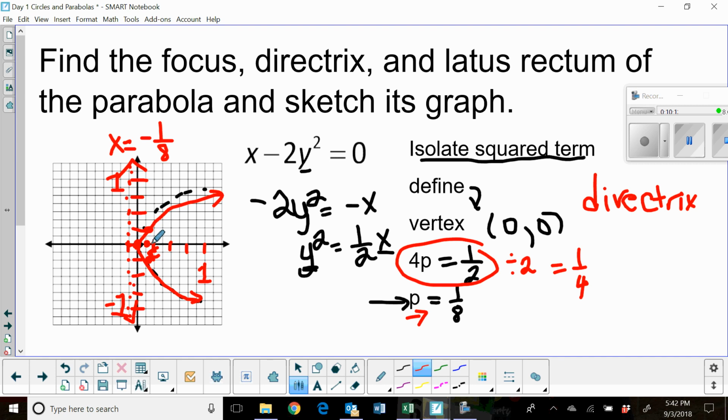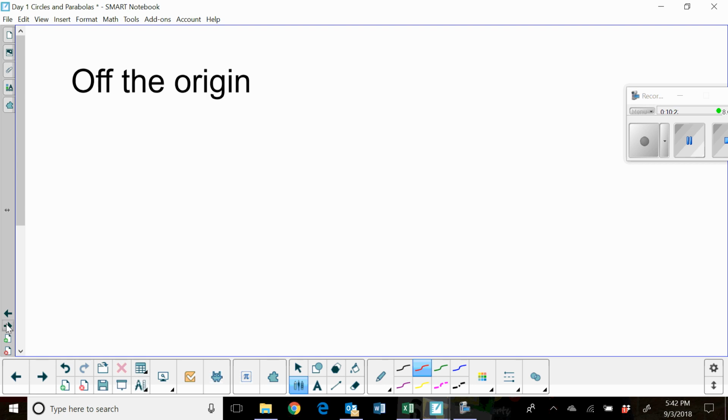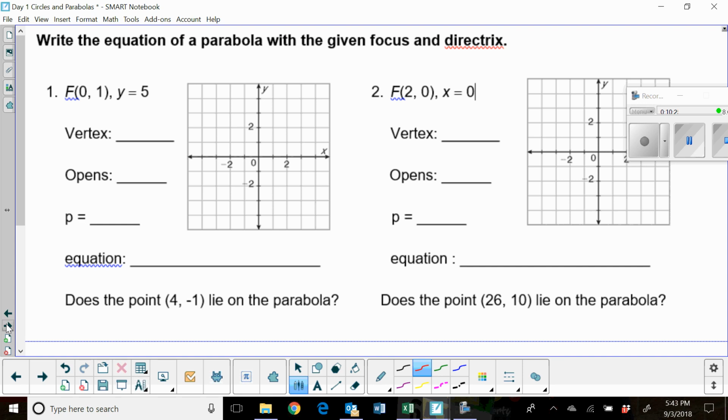Because my focus is +1/8, I'm going the opposite direction, -1/8. And that is the equation for my directrix. Okay, those were kind of small numbers, so let's try another one.